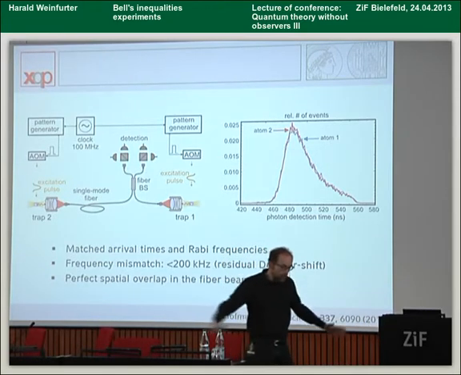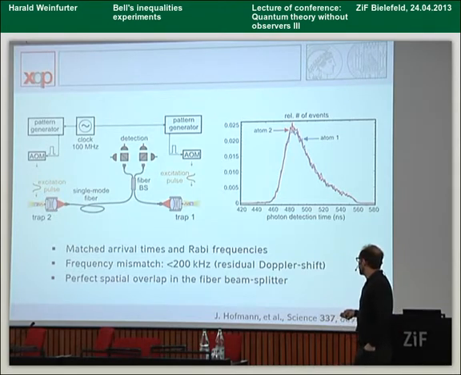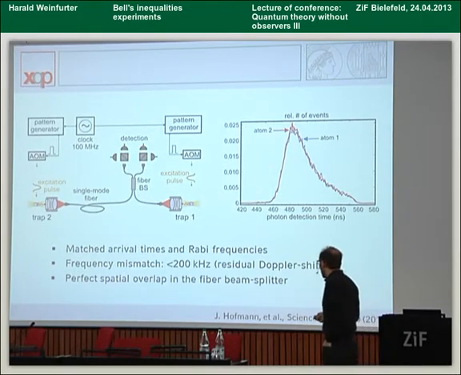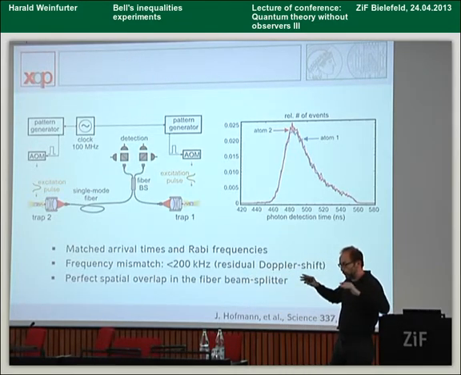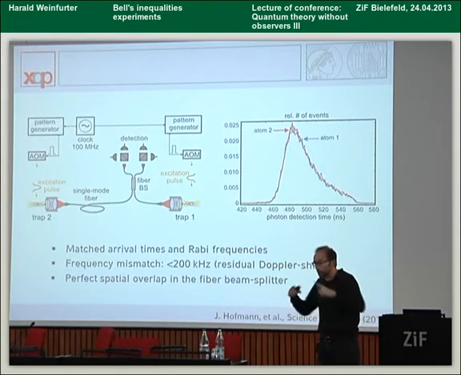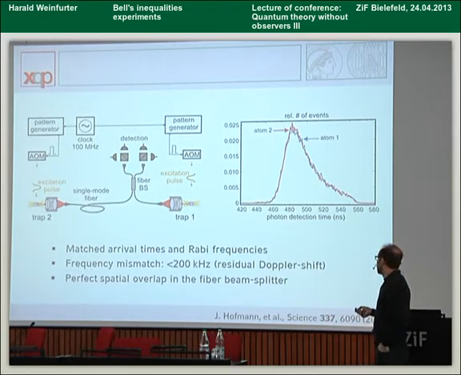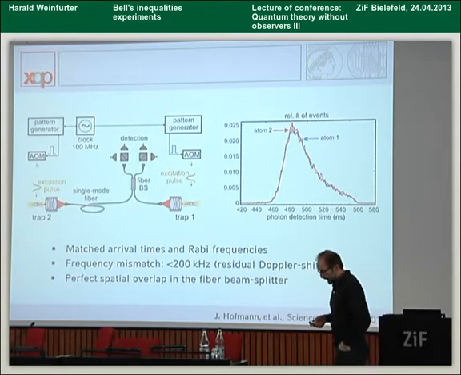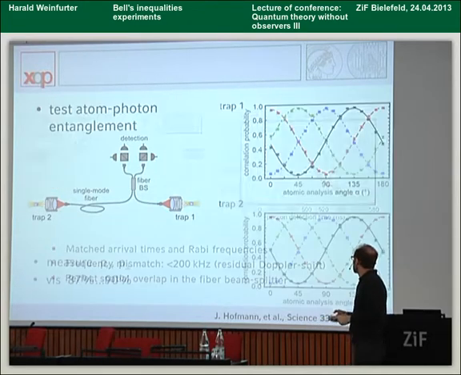So the time shape of these 2 photons is really identical. The other requirement is that the frequency of the 2 photons should be indistinguishable up to some scale, and then the spatial mode overlap is taken into account easily with this fiber beam splitter here. So these are the requirements so that we can expect good interference.